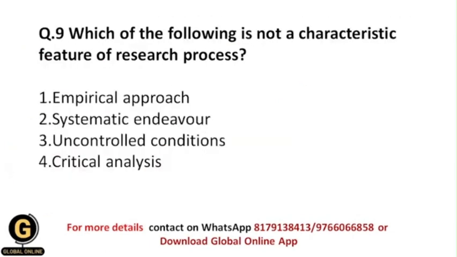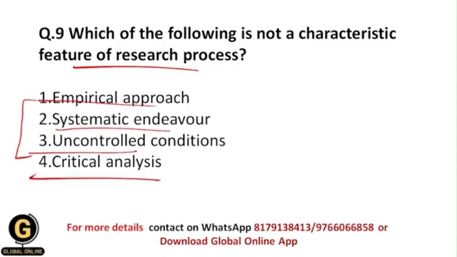Which of the following is not a characteristic feature of research process? So again here you have been given 4 options, and from these 4 options, which is not a characteristic feature of research process? Whether it is empirical approach, systematic endeavor, uncontrolled conditions, or critical analysis. So empirical approach means empirical method.